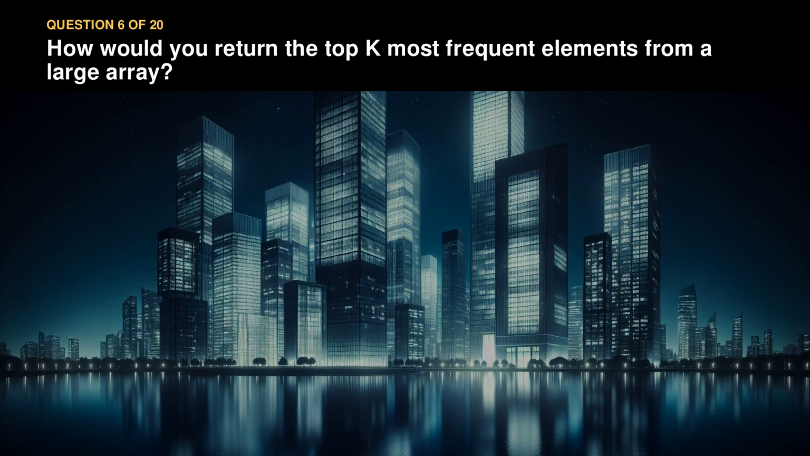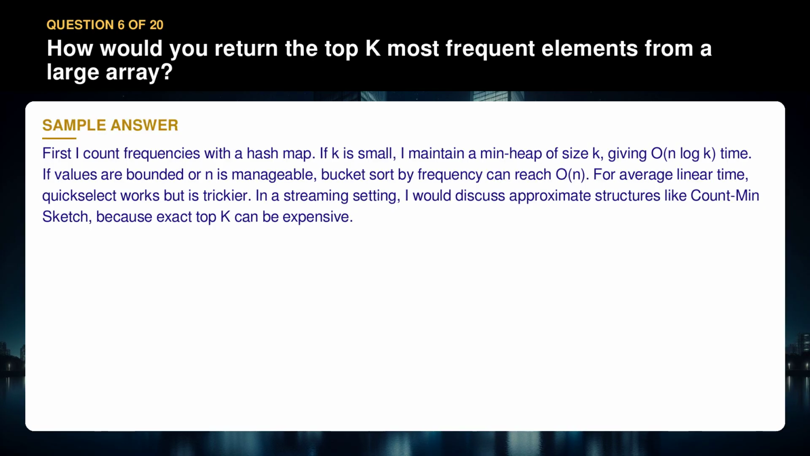Question 6. How would you return the top k most frequent elements from a large array? First, I count frequencies with a hash map. If k is small, I maintain a min heap of size k, giving O(n log k) time. If values are bounded or n is manageable, bucket sort by frequency can reach O(n). For average linear time, quickselect works but is trickier. In a streaming setting, I would discuss approximate structures like count-min sketch, because exact top k can be expensive.